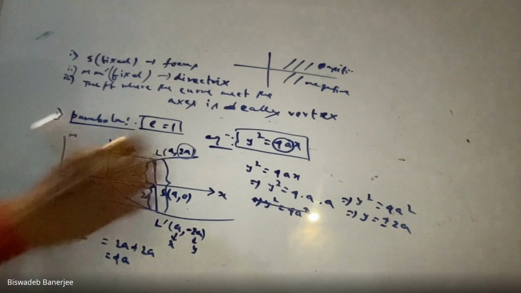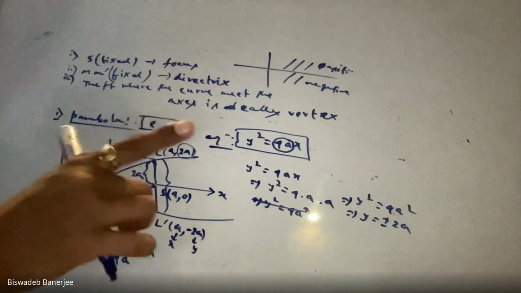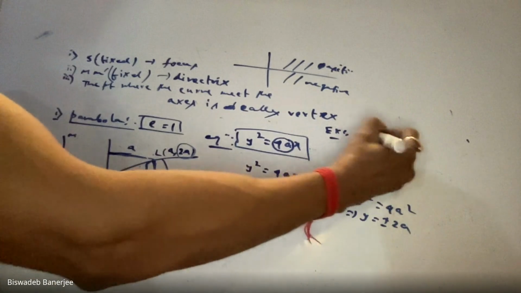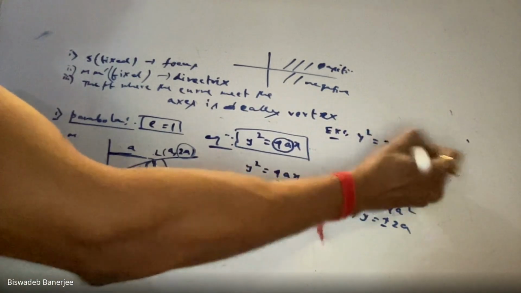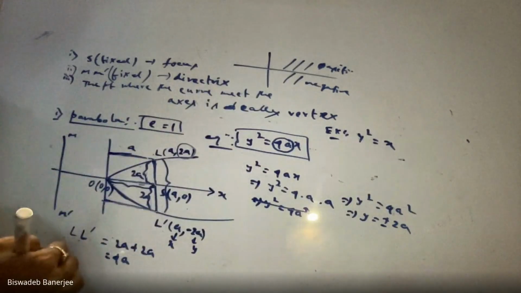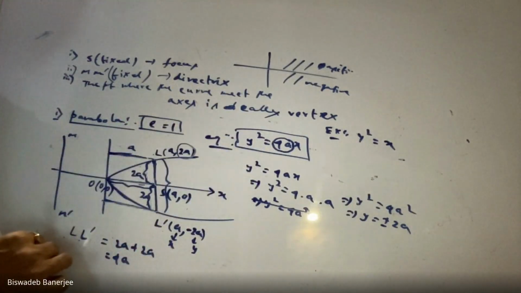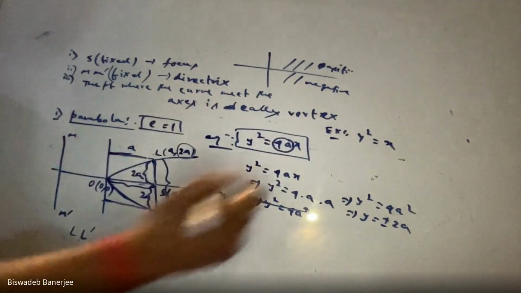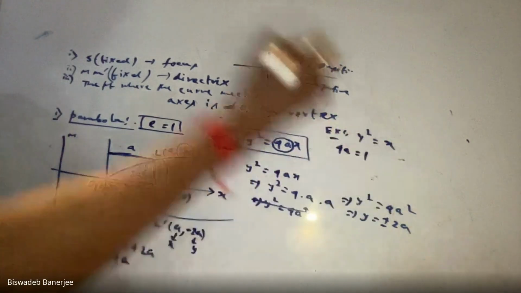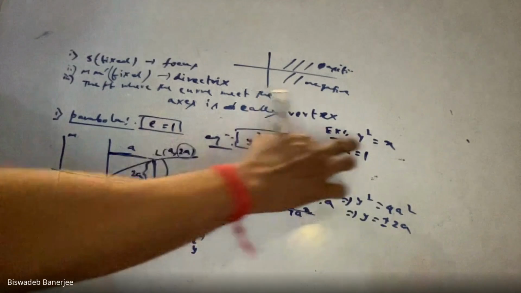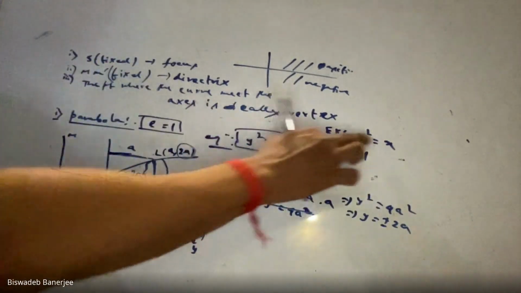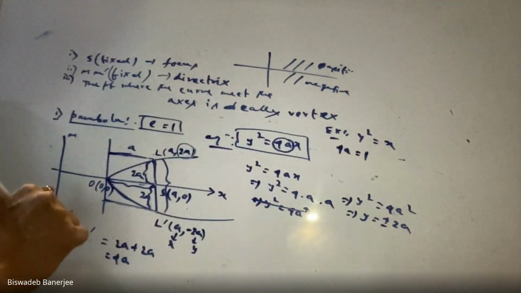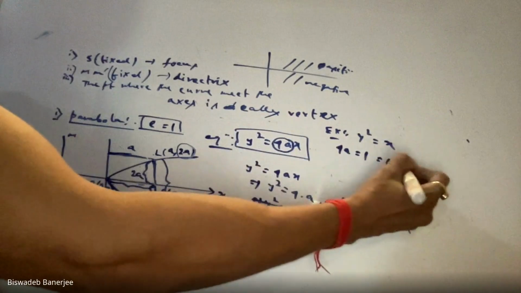So in a parabola, this 4a represents what? Length of latus rectum. For example, if we are given a parabola like this, y square equal to x. Clearly, there is a parabola. So here, if you compare with this parabola, what is my value of 4a? See that my value of 4a is 1. If you compare this equation with this equation, clearly my 4a is 1. That means my length of latus rectum is 1.